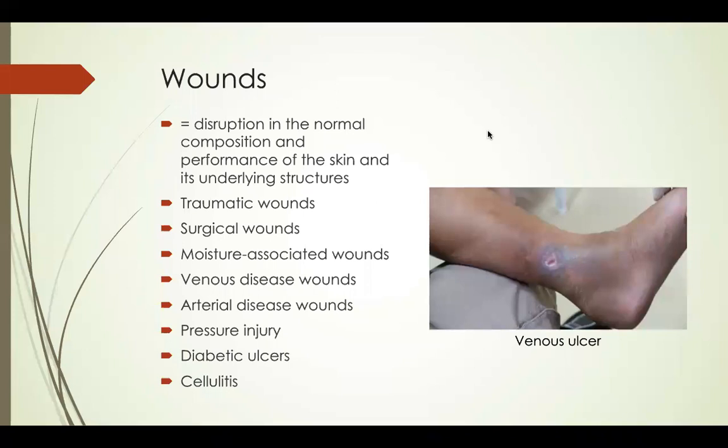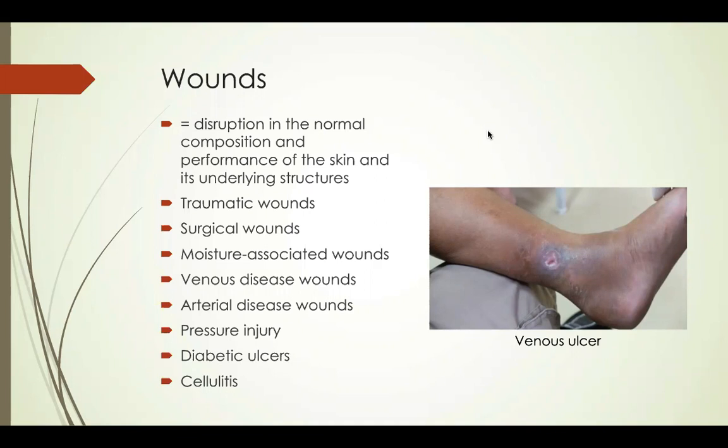So now, what are wounds? Wounds are defined as disruption in the normal composition and performance of the skin and its underlying structures. You can have an acute wound, which would be like a shorter term wound, and that could be intentional or unintentional. So why would we have an intentional wound? Think like a surgical incision. You had a C-section, you have that wound, that incision. You had your knee replaced, you have that wound, it's an incision.